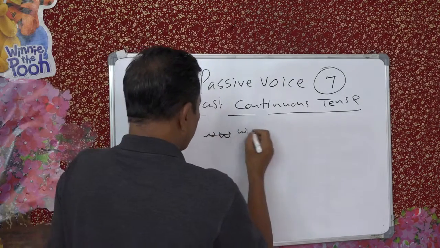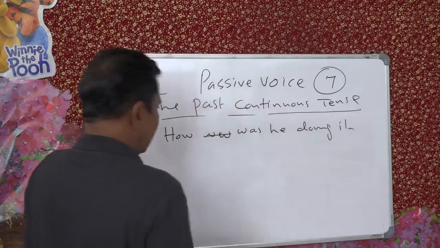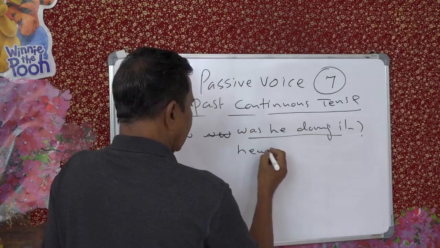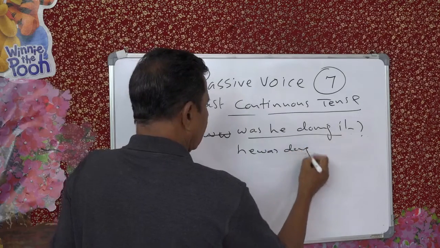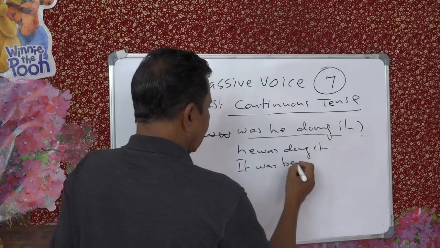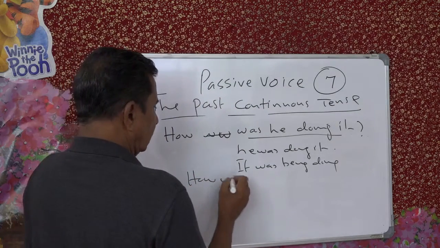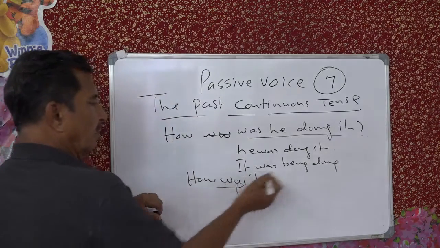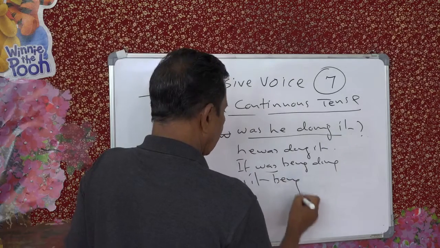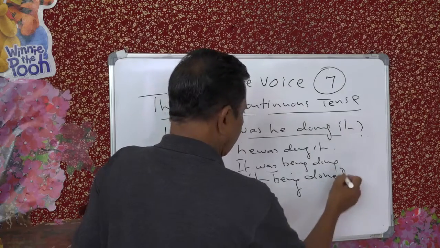How was he doing it? How was he doing it? So, he was doing it is the statement. So it was being done, isn't it? Question verb: how? How was it? When it is a question, the first part of the verb has to be shifted. How was it done? How was it being done?